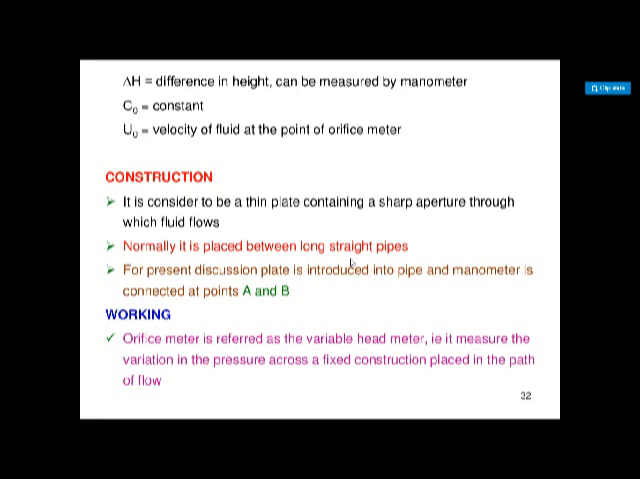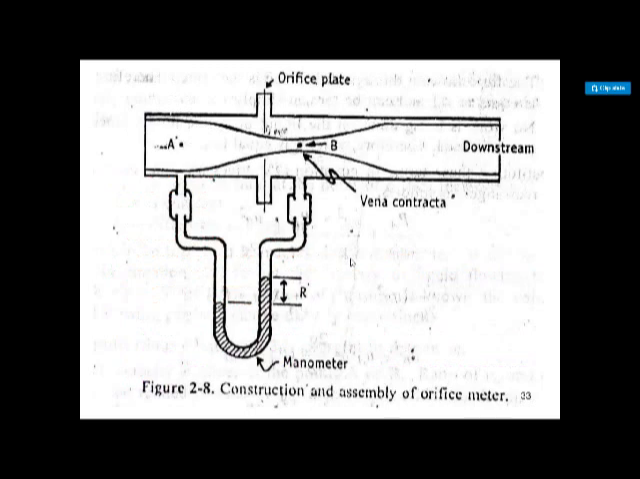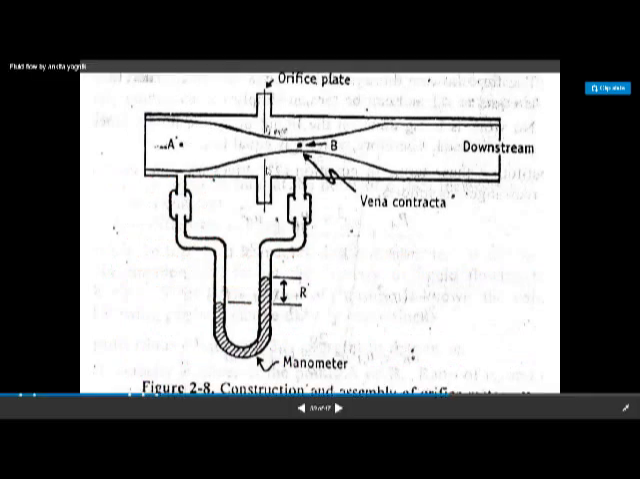So here we will go for the construction of this orifice meter. Now you can see the diagram of the orifice meter. It consists of a simple plate. This is called the orifice plate. This is a pipe and this is the orifice plate, ये orifice plate है which is fitted between the flanges of the pipe. This one part is called the upstream and this is called the downstream.